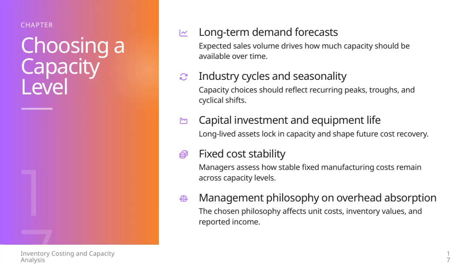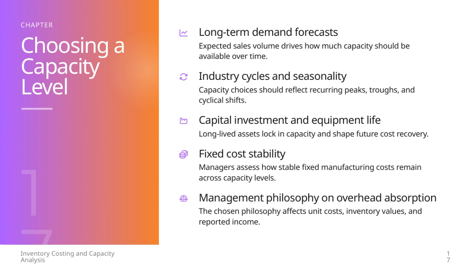When deciding on a capacity level, there are several important factors to consider. First, long-term demand forecasts are critical because the expected sales volume essentially dictates how much capacity we need to have available over time. We can't just plan for average demand, we need to account for industry cycles and seasonality, meaning capacity decisions should reflect recurring peaks, troughs, and cyclical changes in demand.